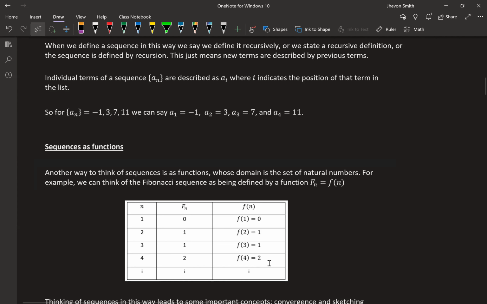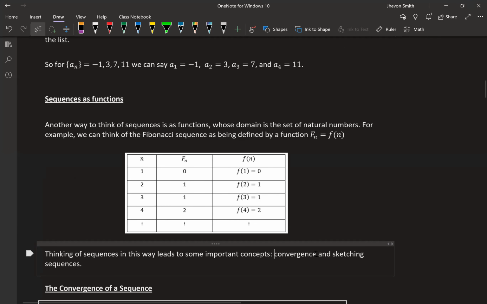And I can talk about this in terms of some function. f of 1 gives me the 0, f of 2 gives me the 1, f of 3 gives me the 1, f of 4 gives me the 2, and so on, right? So I can think of this as a function that only works on the positive integers, and that's one way that's useful. And when it comes to that version of looking at sequences, you can get a couple of important mathematical concepts out of that: the concept of convergence and actually sketching a sequence.